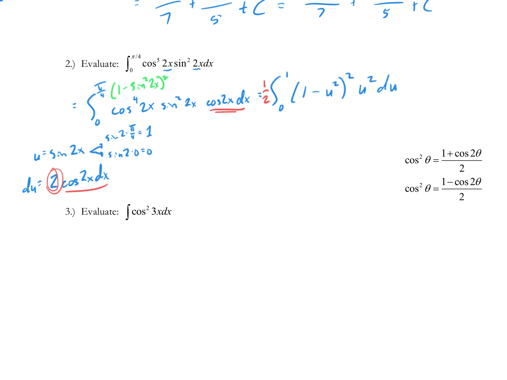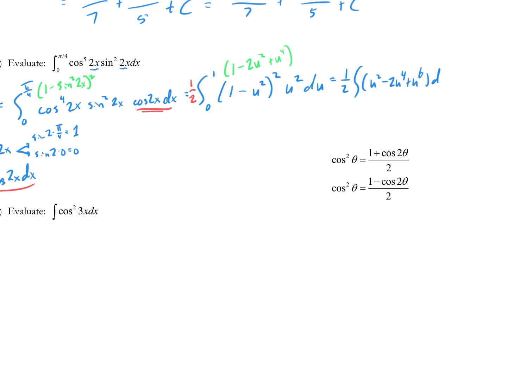Okay, so now we come to our algebra step. First, we'll square that binomial: 1 minus 2u squared plus u to the fourth, and then we'll distribute the u squared into that parentheses. We have 1/2, and what are we going to have? We're going to have a u squared first, minus 2u to the fourth, plus u to the sixth, and then I close my parentheses, du, keep my bounds, 0 to 1. That was just this u squared distributing into each term in the green parentheses.